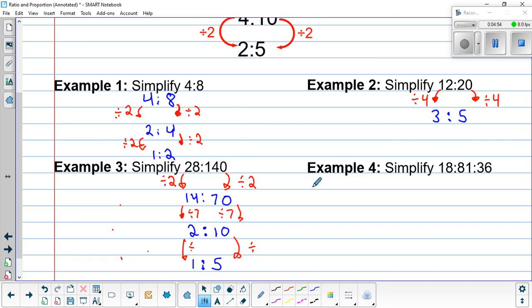Well, sometimes I can't see something really easy for 18, 81, and 36. Some people can, some people can't. I can see it just because, like I said, times table, so that's divided by 9. When it looks like something hard, typically it's one of those times tables that you should already know. So 18 divided by 9 is 2. 81 divided by 9 is 9, because 9 times 9 is 81. And 9 times 4 is 36. So there we go, and we're down to our simplest form.